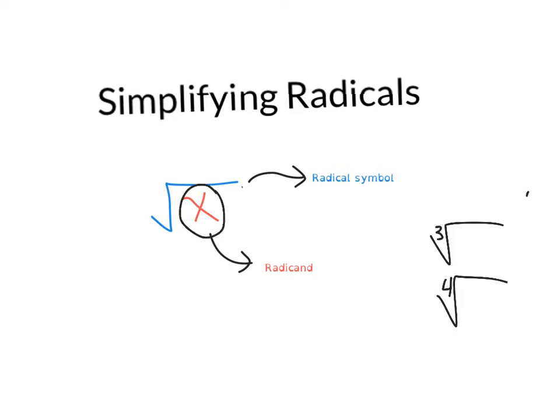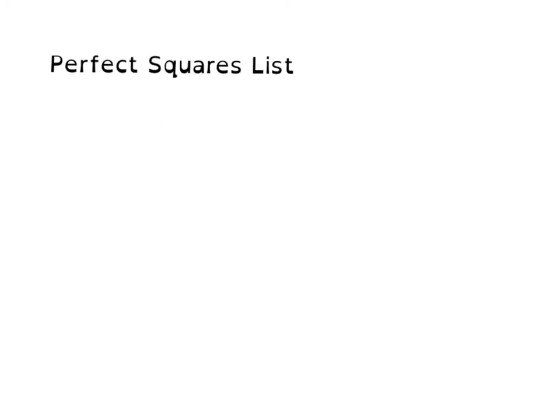The number on the inside also has a special name. That's called a radicand, or radicand, however you want to say it. So today we're going to learn how we can simplify a radical, and we just call the whole thing a radical. So we're going to try to simplify the square root of 50. In order to simplify radicals, we need to have a list of the perfect squares, because this is going to help us simplify radicals.